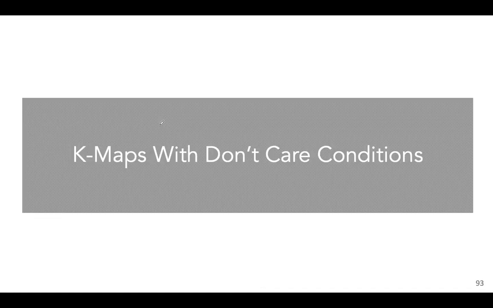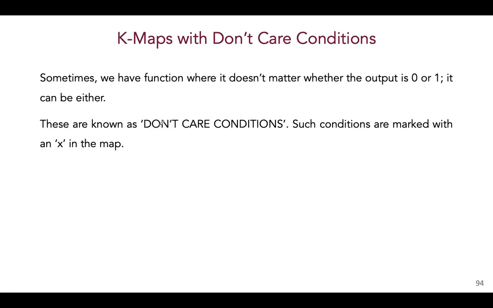Now let's talk about K-maps with don't care conditions. Sometimes we have functions or circuits where it doesn't matter whether the output is 0 or 1. It can be either. There are certain outputs which don't exactly matter to the overall functioning of the circuit. The point is we are not concerned with whether it's 0 or 1. These specific conditions where the actual value of the output doesn't matter are known as don't care conditions.